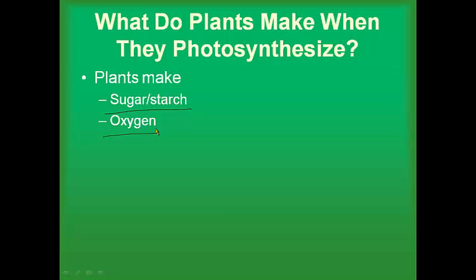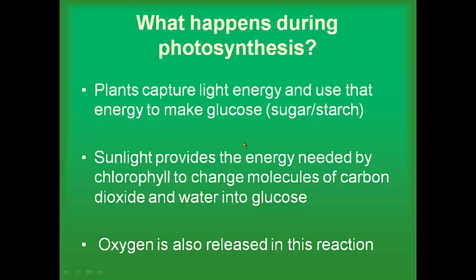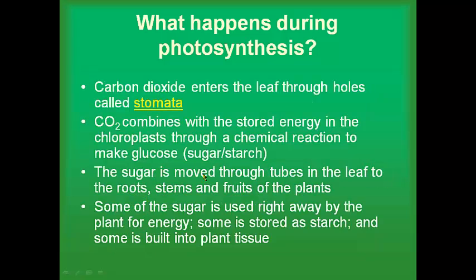It releases it. What happens during photosynthesis? Well, the plant captures the light using the chlorophyll, and it then takes that light and uses it to make glucose. The sunlight provides the energy to the chlorophyll, and then that energy is used to turn the carbon dioxide and the water into glucose, and oxygen is the byproduct. It's the waste product that's released.